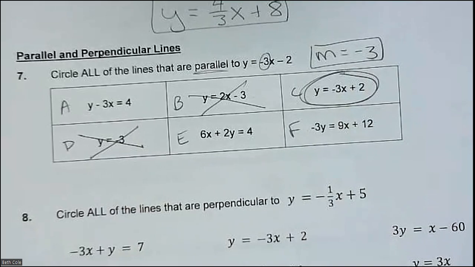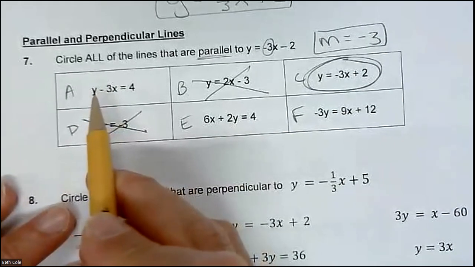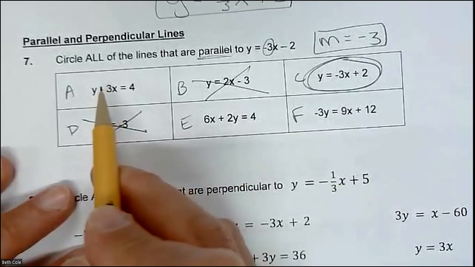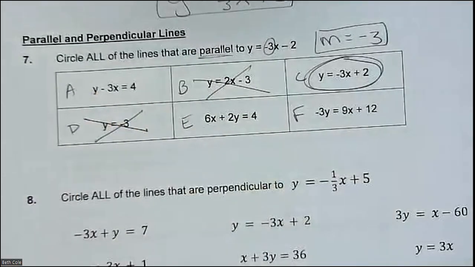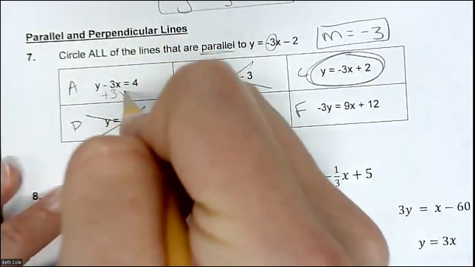What about A? Now, A, you have to get y by itself first. So what would you do to get y by itself? Like you want y alone. You have to rearrange it. Yeah, you would add the 3x over.